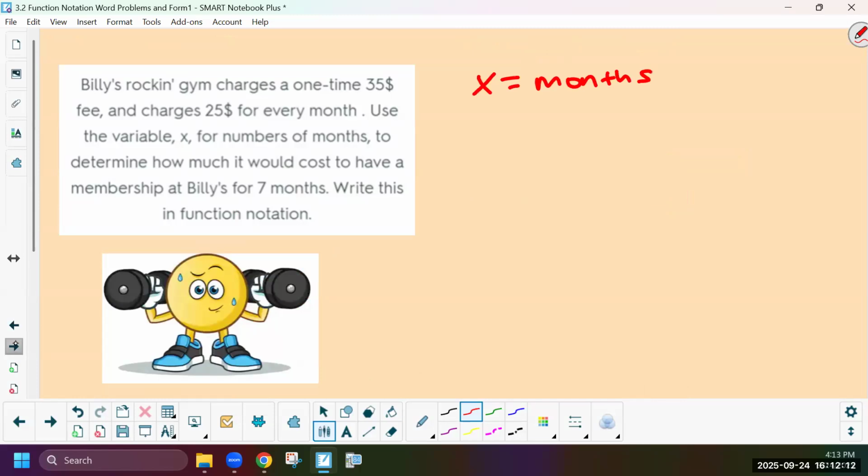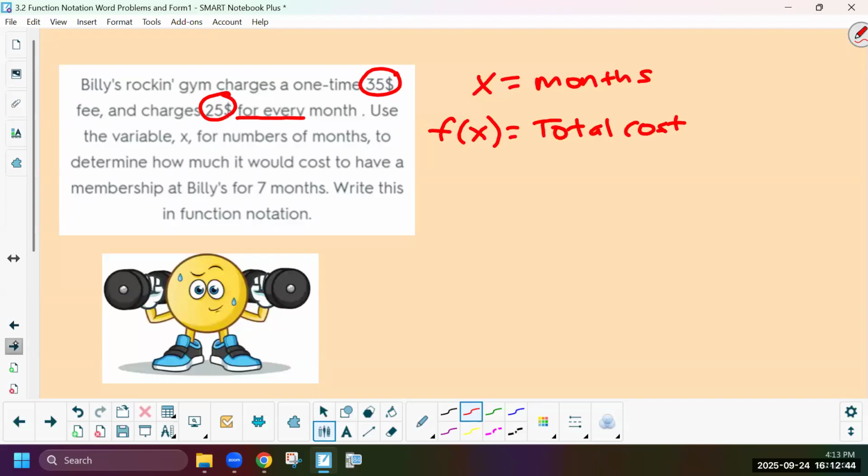Okay. And my f of x, or my y in this case, if it was y equals mx plus b, is going to represent the total cost of the membership. Okay, so that's important to know. So think about this. If we were writing it in slope-intercept form, what is my rate? Okay, so I'm looking at the numbers. I see 35, so I'm going to circle that. And I'm going to circle 25. And then I see for every month.